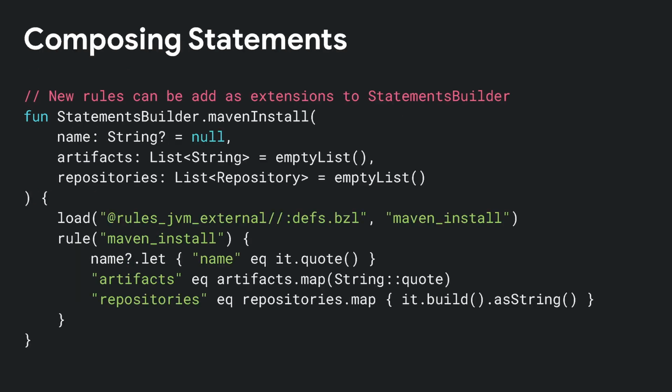The idea here is that we can compose complex rules from the core DSL API. Here we see the implementation of Maven install rule that we saw earlier. As we can see, the load statement here can be naturally used due to the way the extension functions work. And the function abstraction here allows us to interact with it in a type-safe manner.